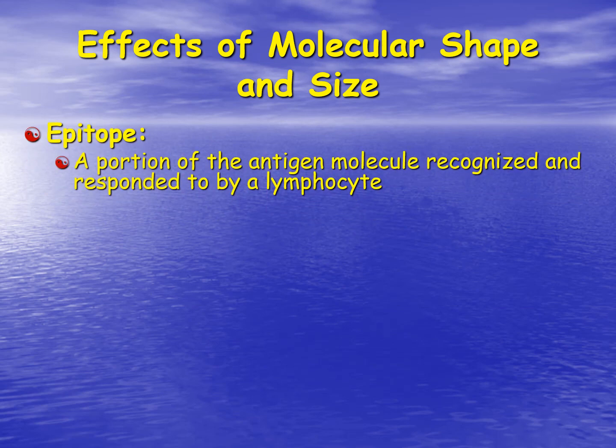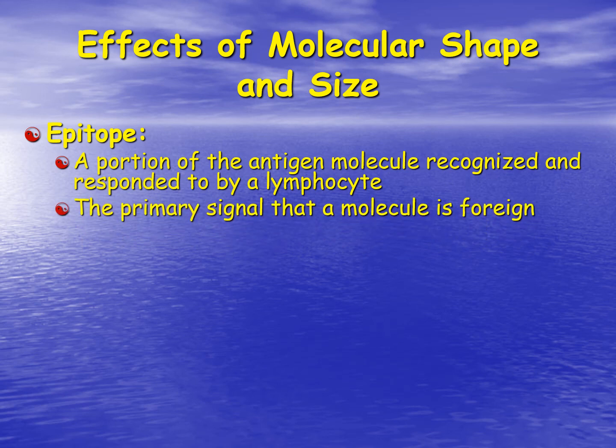Epitope is usually the portion of the antigen molecule recognized and responded to by a lymphocyte. So it may not be the entire protein that the immune system responds to. It may be a small section of that protein. But overall, the protein itself is the antigen. The primary signal of a molecule that is foreign is the epitope.